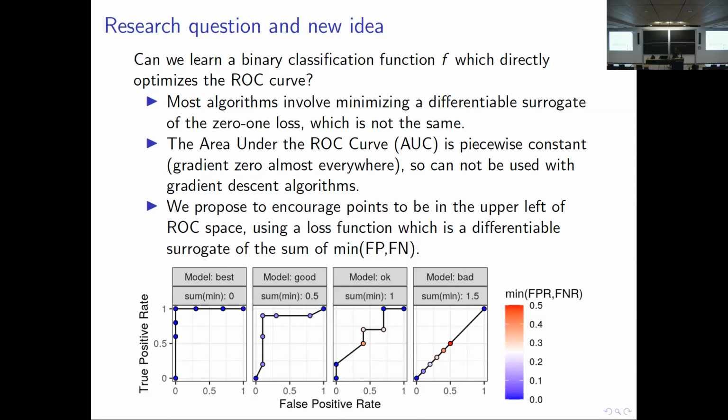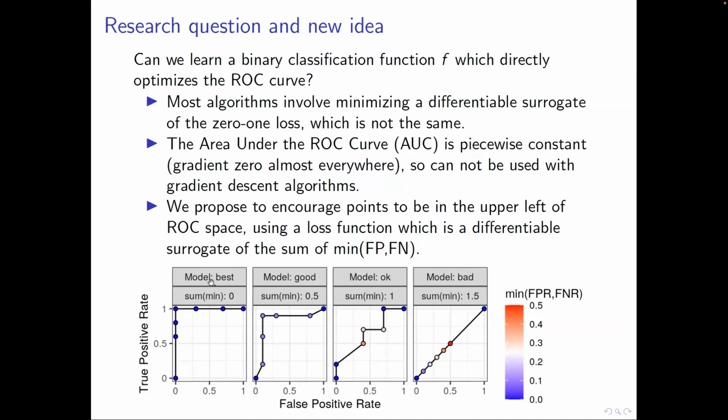So how do we do this? What we do in this talk is propose a different objective. We propose to encourage the points to be in the upper left of the ROC space using a new loss function, which is a differentiable surrogate of the sum of the min of false positives and false negatives. And so that's what we're visualizing on this plot.